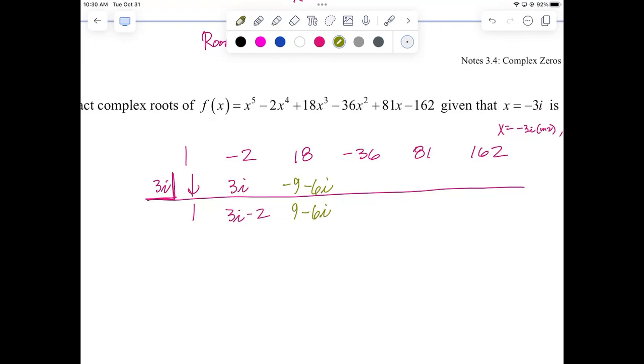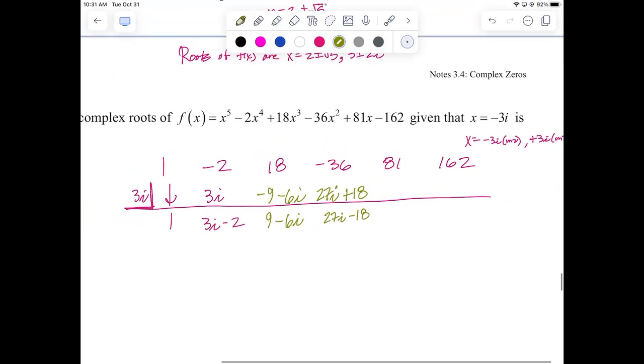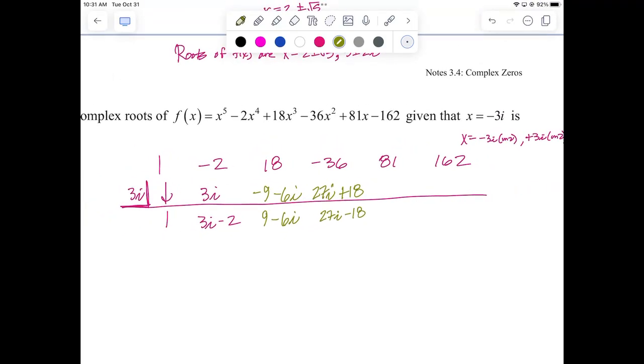Let's distribute again. 3i times 9, that's 27i. And then I'm going to get 3 times negative 6, that's negative 18i squared. What's another name for negative 18i squared? Positive 18. There you go. And now I add like terms vertically. I get 27i minus 18. Now I multiply by distributing again.